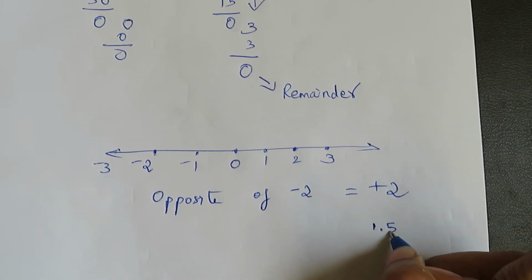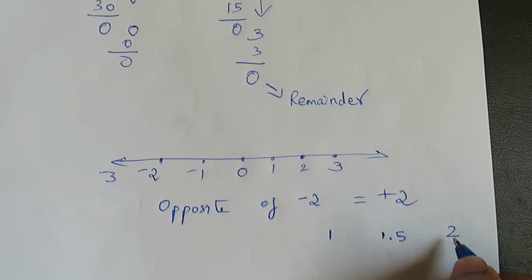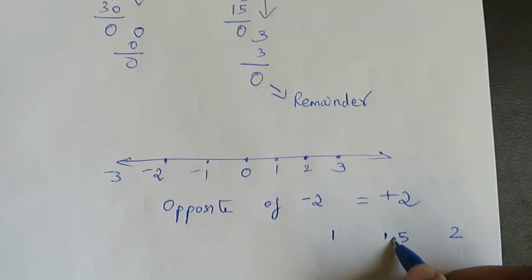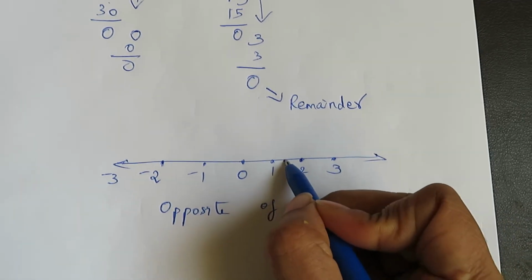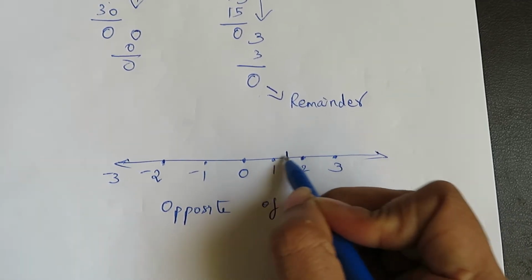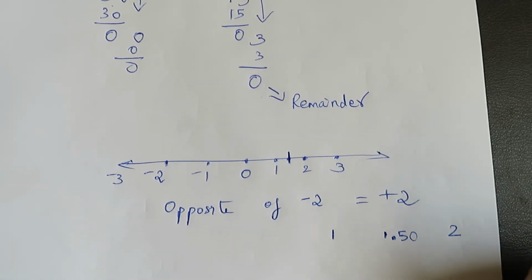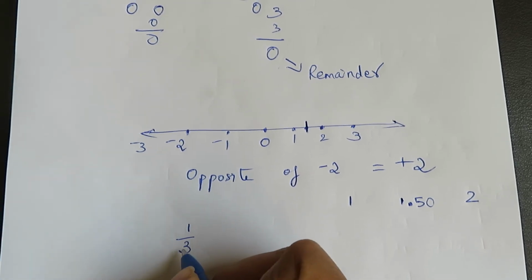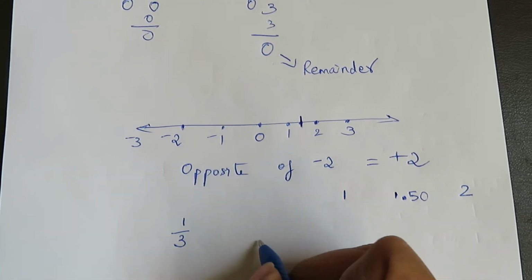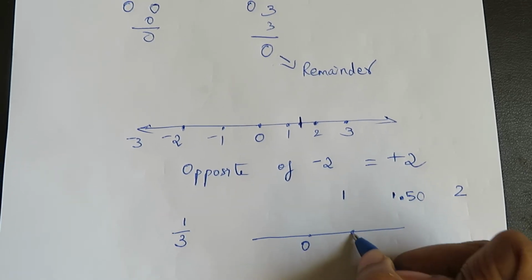Now if I ask you, where will 1.5 be? It is between 1 and 2, correct? And 0.5 means it's like 50, right? So it will be in the middle, it's half. If there are 100 places here, 1.5 means it's in the middle. Suppose you have to locate 1/3. Where does 1/3 lie? On the number line between 0 and 1.